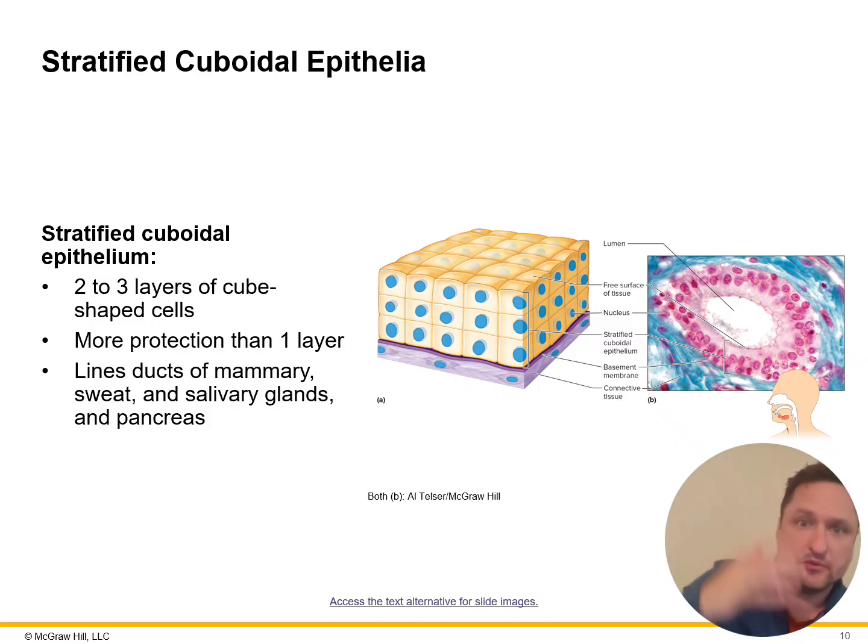Okay, stratified cuboidal epithelium. Now these typically consist of 2 or 3 layers of cube-shaped cells, and this arrangement provides additional protection compared to a single layer. It is found in the ducts of sweat glands, mammary glands, and salivary glands, where it contributes to secretion and structural stability. Although less common than simple cuboidal epithelium, it plays an essential role in reinforcing glandular structures that undergo repeated mechanical stress.